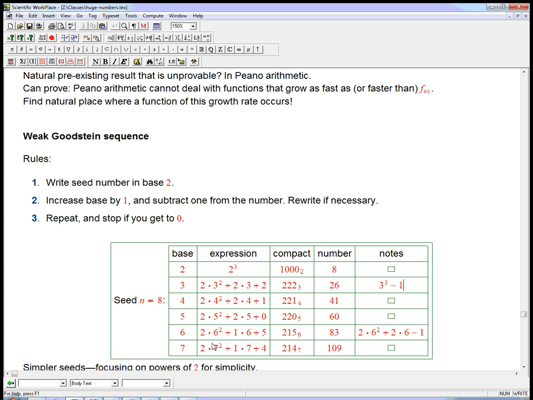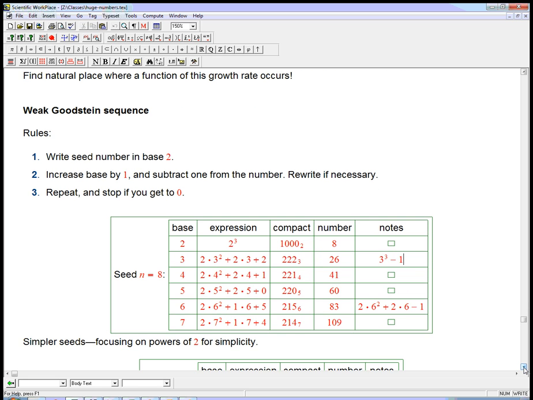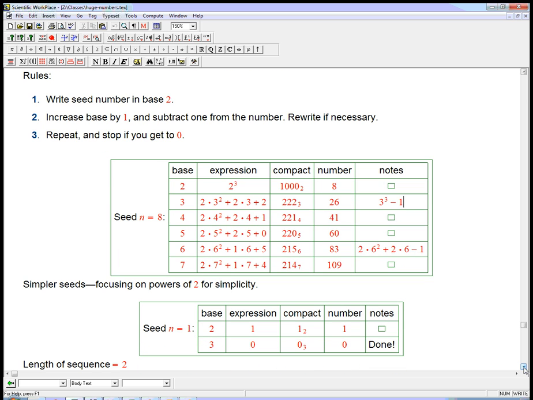Up to base 7. Now this is smooth, not a crisis. Just 2 times 7 squared plus 1 times 7 plus 4. That's 214 base 7, which is 109. No crisis. Okay, so this is going to take a while to figure out what happens if we do every single base. I just wanted to do that as an example, just a few out explicitly. But now I'm going to come back to the absolute simplest seed. Well, except n equals 0, I guess.